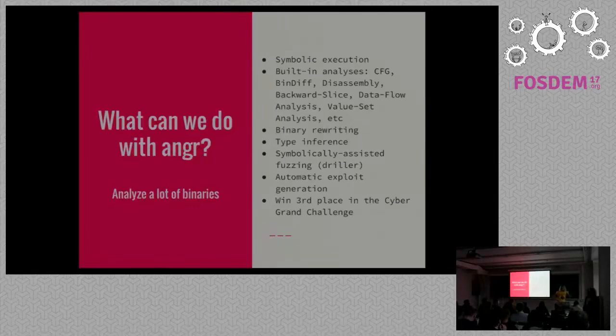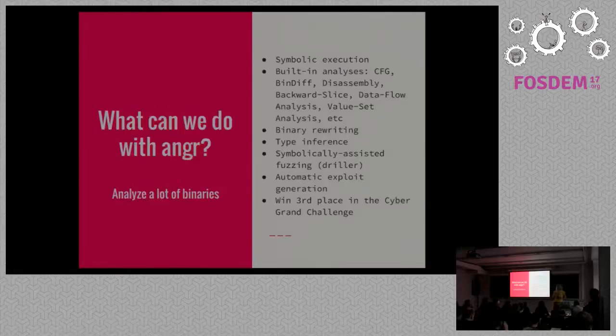And what can we do with angr? Well, we can analyze a lot of things. We can do symbolic execution, as I've shown. There's lots of built-in analyses that ship with angr. Control flow graph, binary diffing, disassembly, backward slicing, data flow analysis, value set analysis, etc. We wrote and then published on a static binary rewriter that can do reassembly of binary programs with instrumentation. There's some limited ability to do type inference.